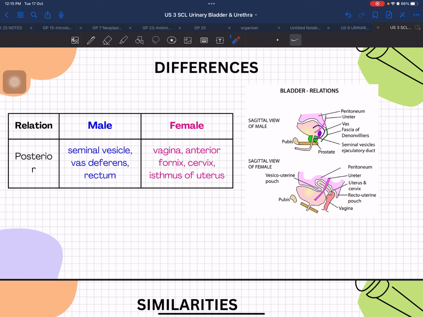The fornix is not in this photo, but as you can see, it's here. So you can imagine that it's somewhere here behind the bladder. And then we have the cervix, this is the cervix, and also the isthmus of the uterus.